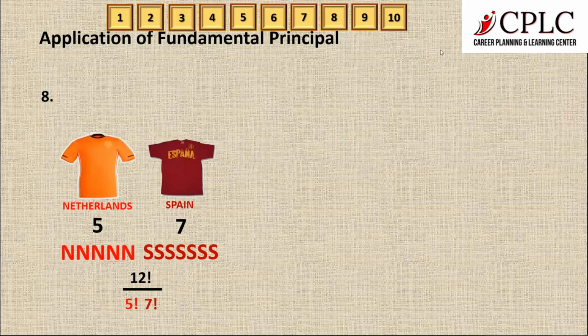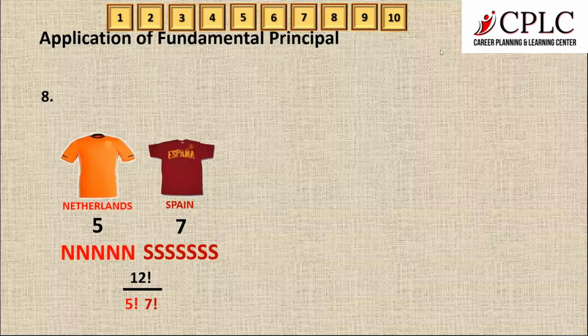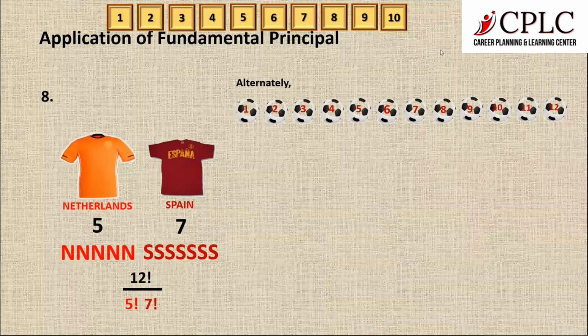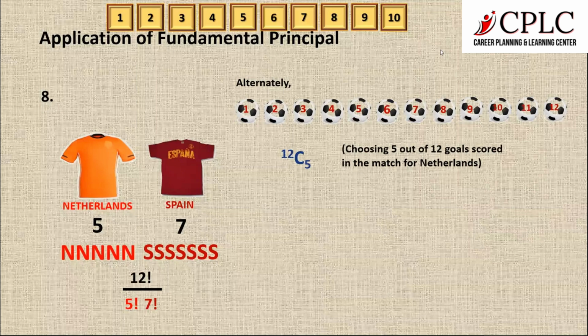According to our concept which we have done, we'll make use of the same concept over here. There are 12 letters, so 12 factorial upon 5 N's repeated, so 5 factorial. 7 S's repeated, so 7 factorial. So 12 factorial upon 5 factorial into 7 factorial is the final answer. Now we can also solve it in this way. So choosing 5 out of 12 goals scored in the match for Netherlands, it is going to be 12C5. So option 2 is the answer to the first sub question.